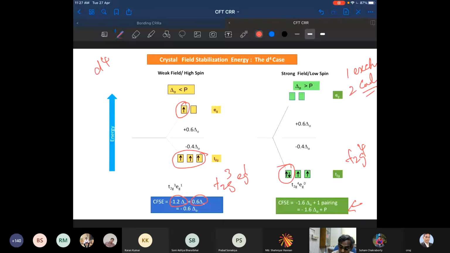This electron, if it has to go to this orbital, has to pay the price of exchanging the spin and also paying the Coulombic repulsion. I hope you got it. How do you calculate the CFSE? So now you can read this. What is the pairing energy?